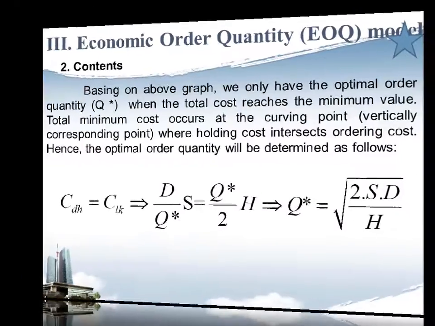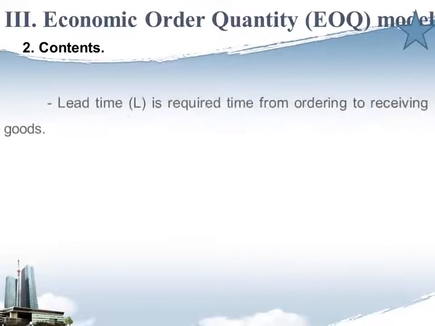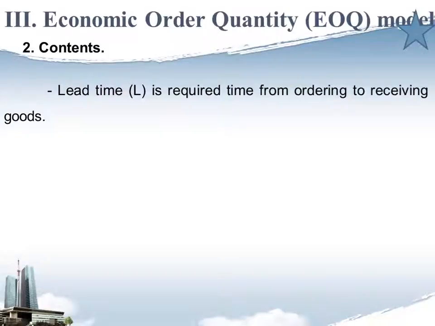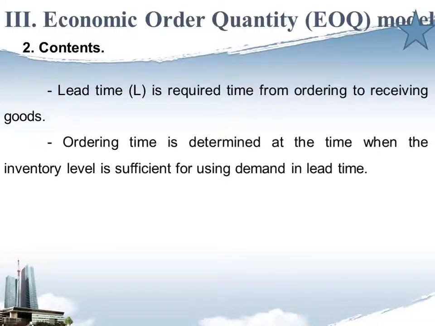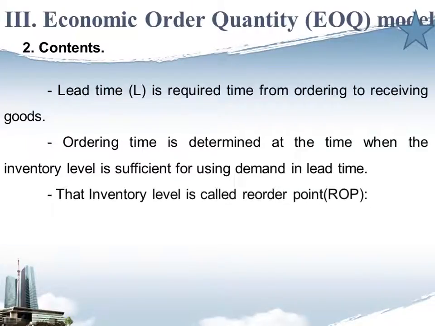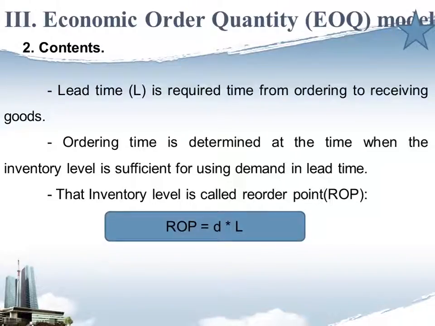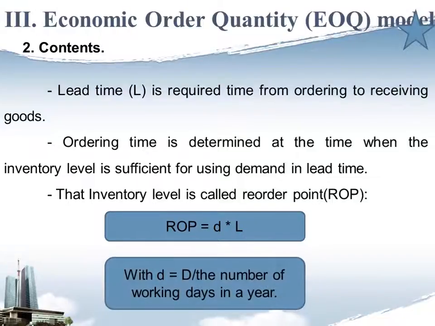Lead time L is the time required from ordering to receiving goods. Ordering time is determined at the time when the inventory level is sufficient for the demand in lead time. That inventory level is called the reorder point ROP, equal to small d multiplied by L, where small d is calculated by big D divided by the number of working days in the year.